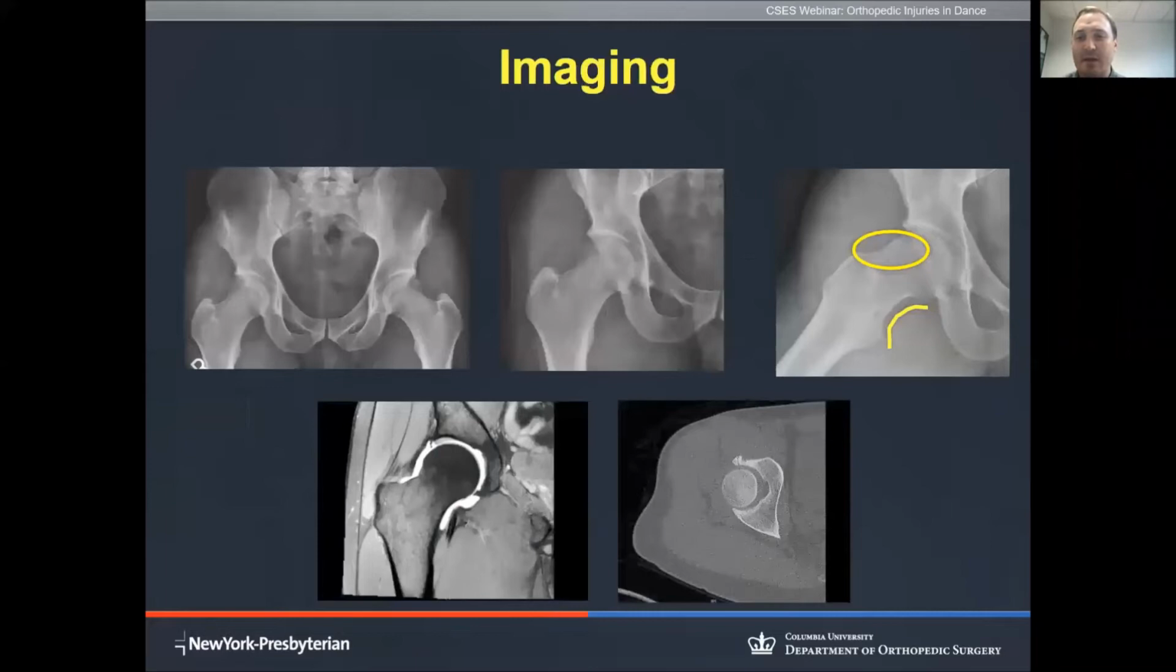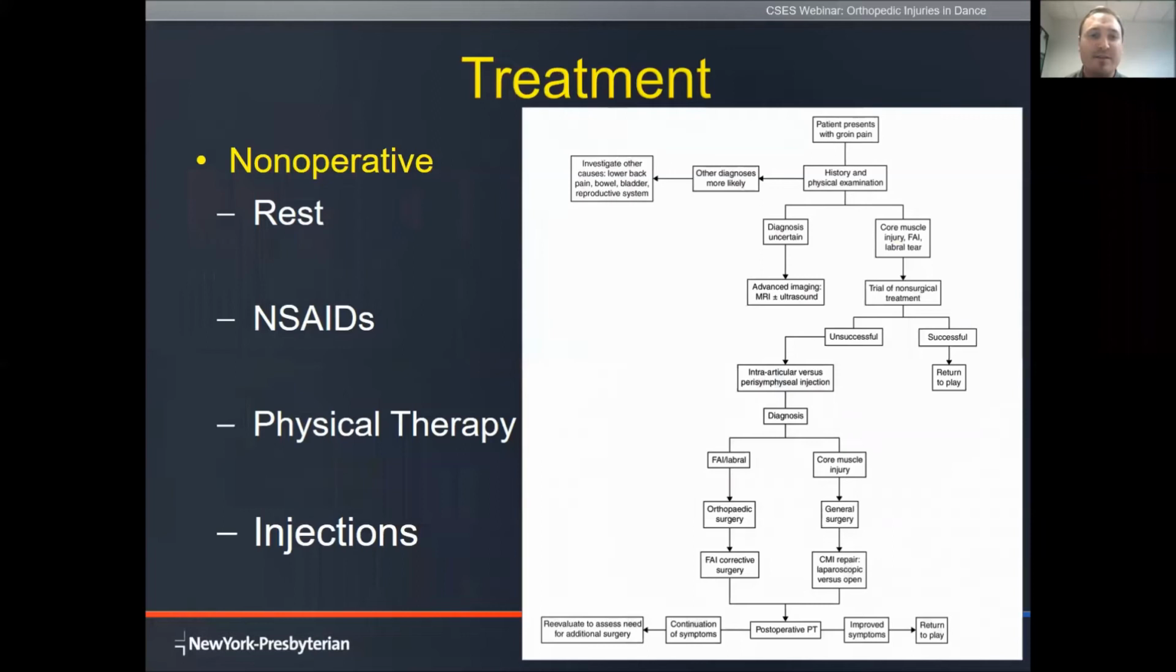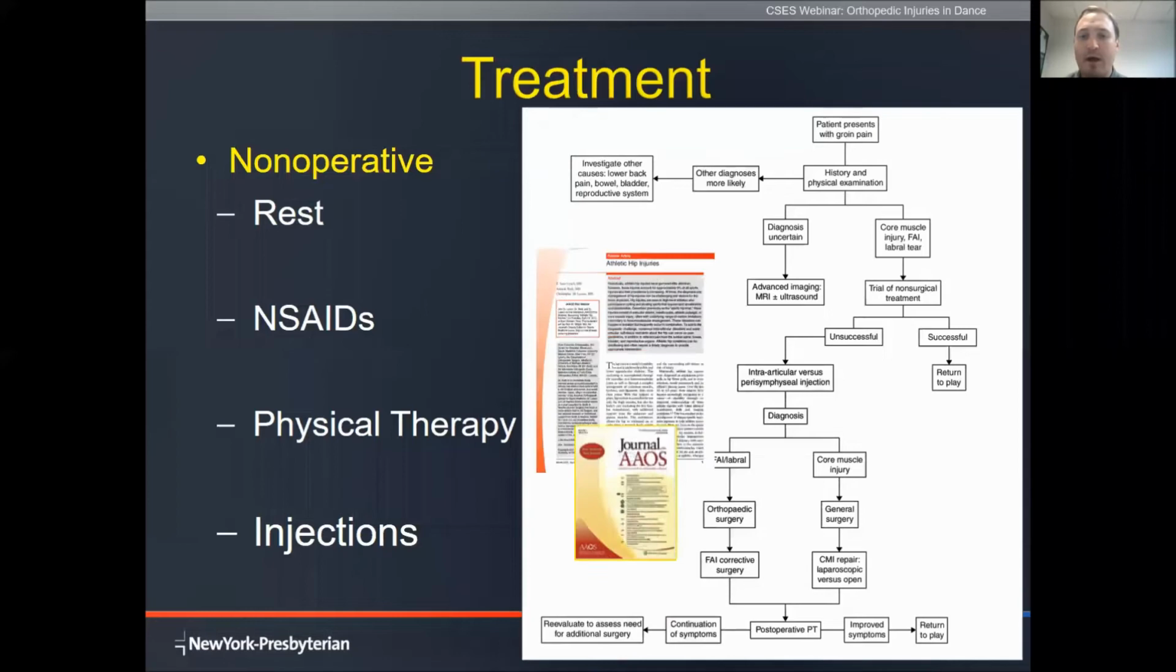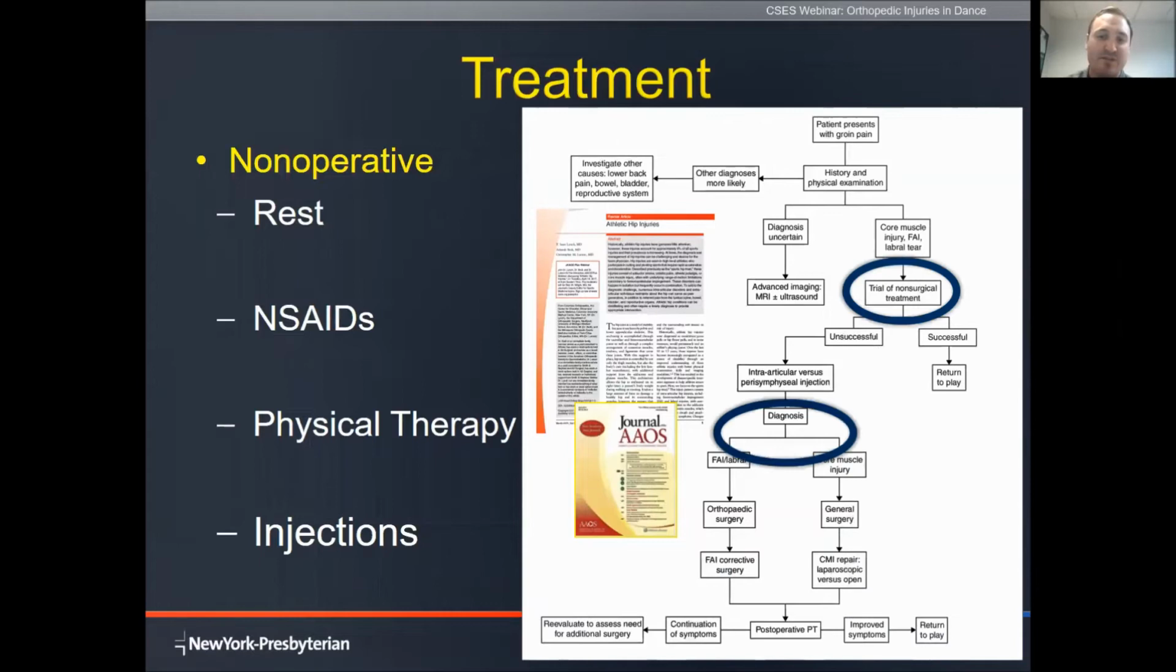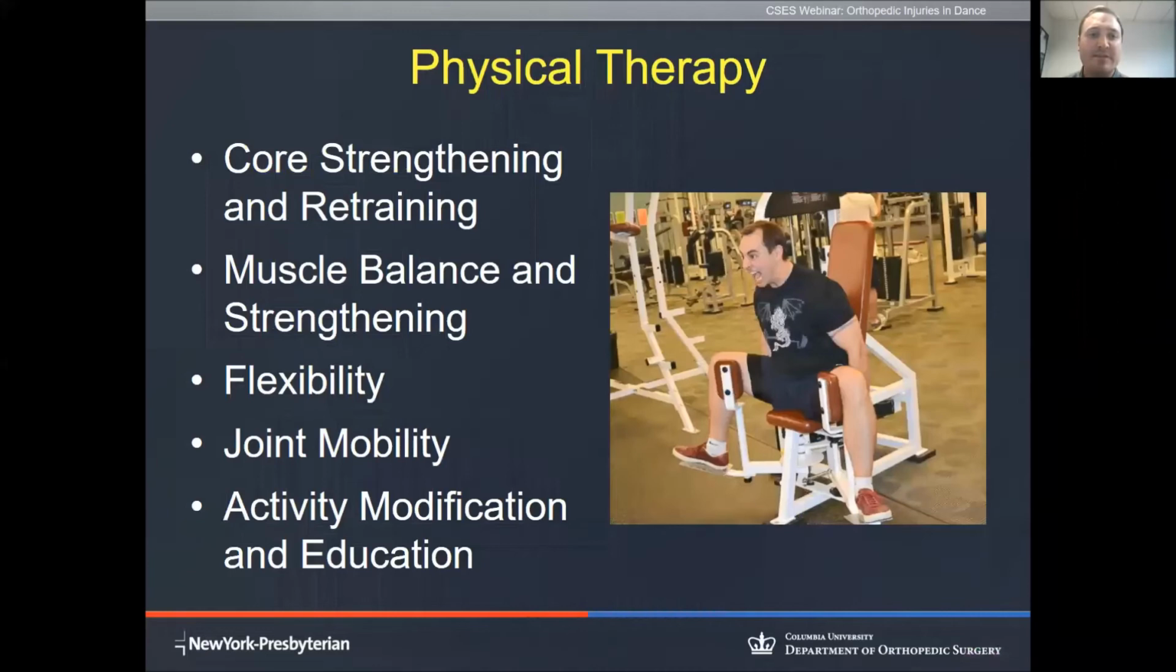In terms of our treatment for this, we're typically going to try to rest, try some anti-inflammatories, work on physical therapy, and we like to use injections for both therapeutic as well as diagnostic purposes to help us rule in or rule out potential sources of pain. Physical therapy, working on core training as well as stabilization, working on any muscle balance that might be present, working on joint mobility and trying to modify some activities that they might be doing.